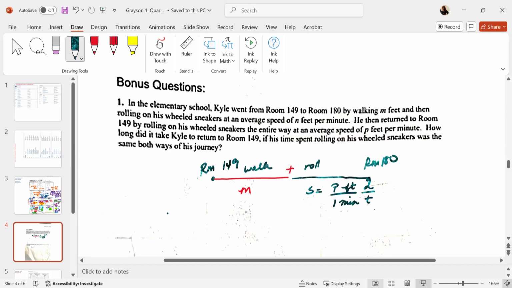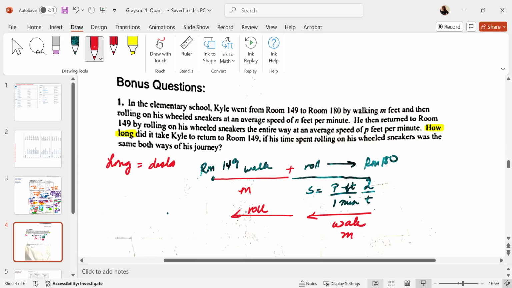Okay, so he walked, correct? Going in this first direction. But then he decided to go back and walk again, right? m, and then he decided to continue rolling, right? So the question asks, how long? That's what it's asking, right? So it's asking you to find the time. Which letter represents it? P, right? So how?